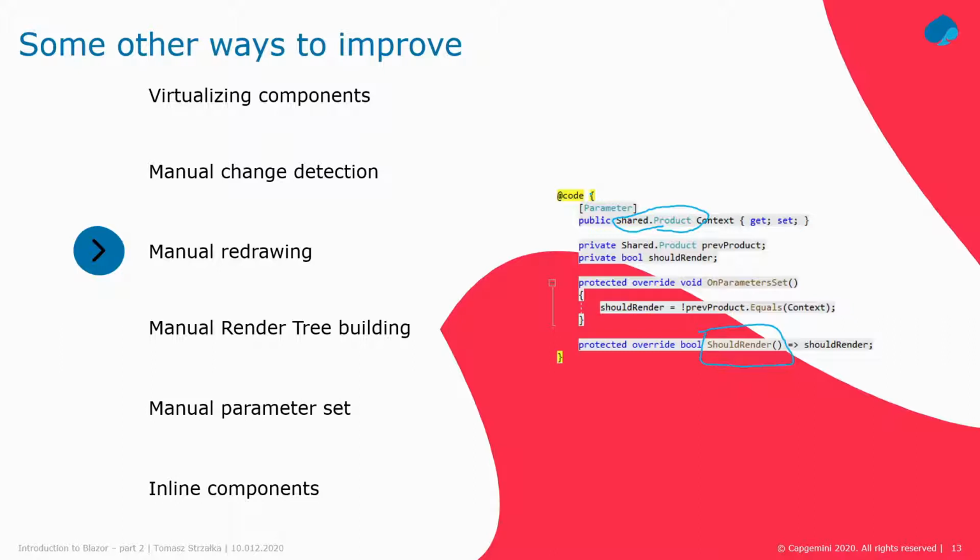Which of course might lead to unnecessary re-rendering of the components. We can simply override that behavior by providing a custom implementation of equals for our object, and based on that result we will just instruct the Blazor framework to render or not to render our component.